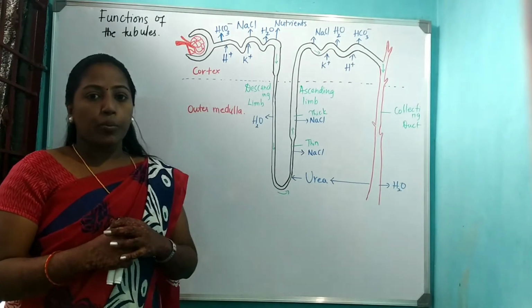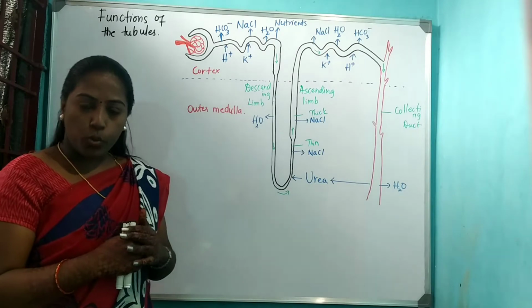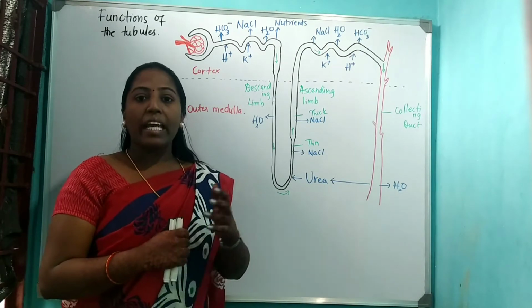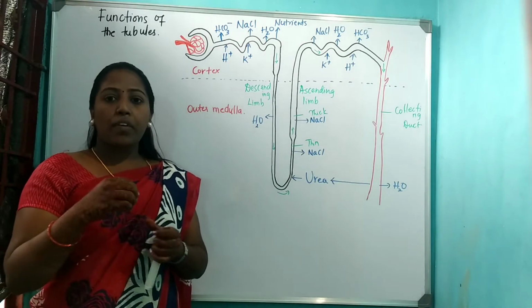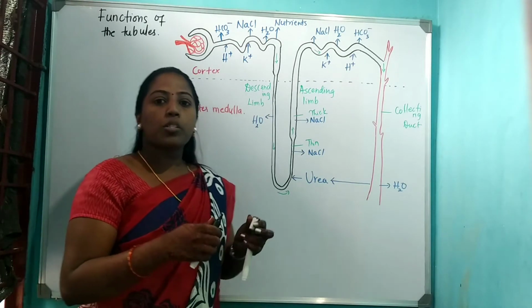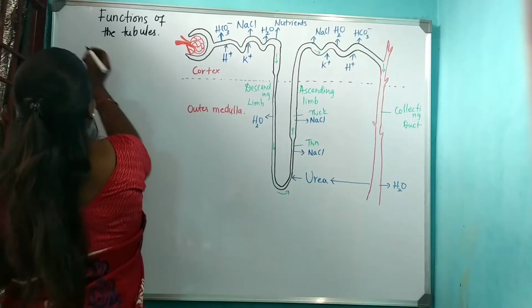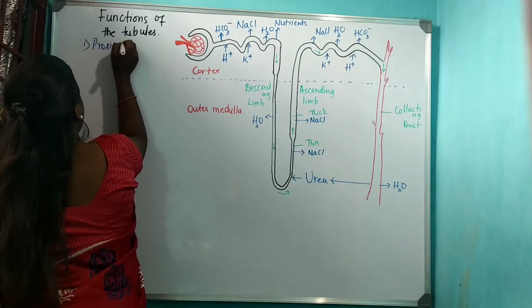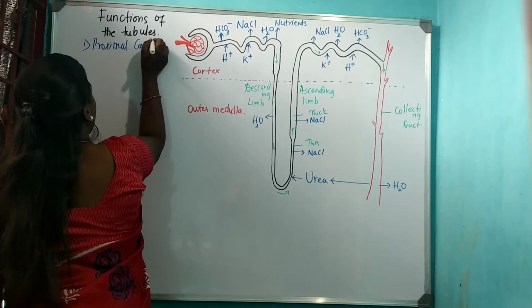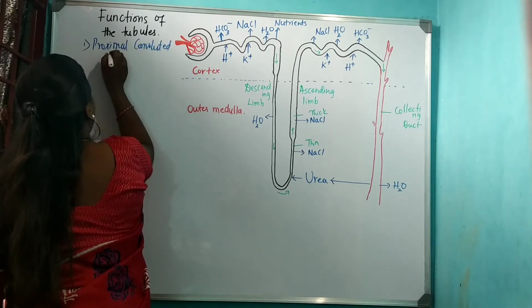The renal tubule is differentiated into the proximal convoluted tubule, Henle's loop, and distal convoluted tubule. The first thing we are going to discuss is the proximal convoluted tubule.